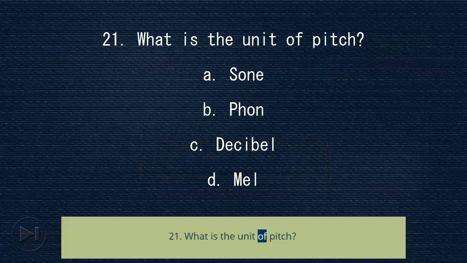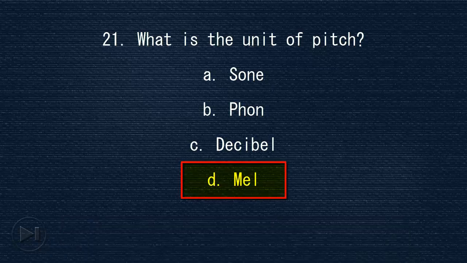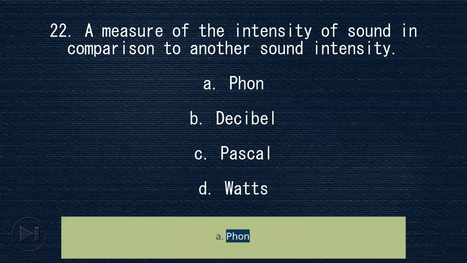21. What is the unit of pitch? A. Sone. B. Phon. C. Decibel. D. Mel. Answer: D. Mel. 22. A measure of the intensity of sound in comparison to another sound intensity. A. Phon. B. Decibel. C. Pascal. D. Watts. Answer: B. Decibel.